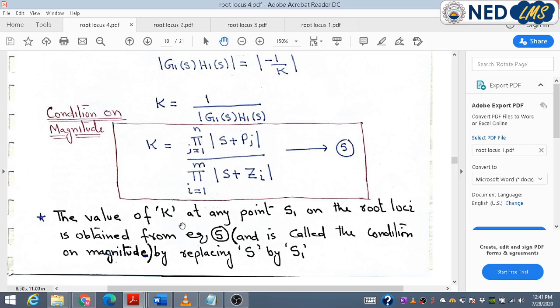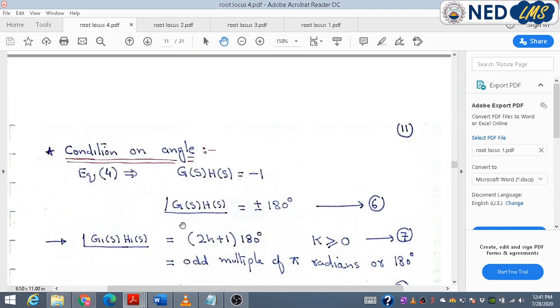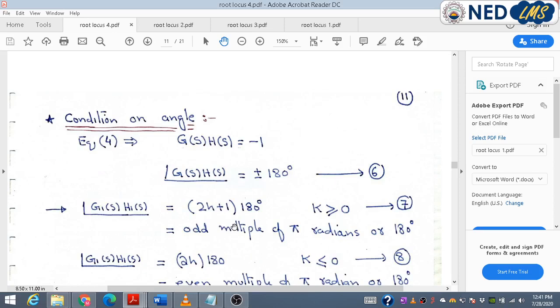So in this way we have addressed the one problem associated with the previous video. The second one is the condition on angle. Once again consider the characteristic equation 1 plus G(s)H(s) is equal to 0. This may be written down as G(s)H(s) is equal to -1, and now apply the angle condition on both sides.